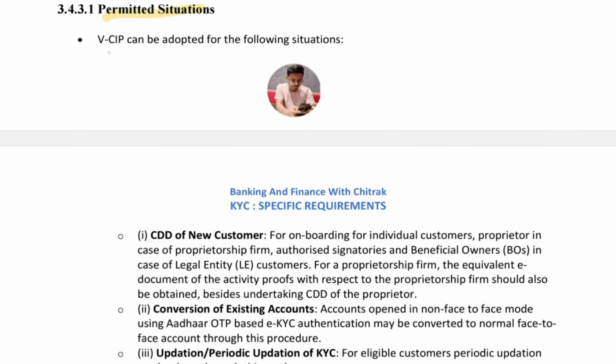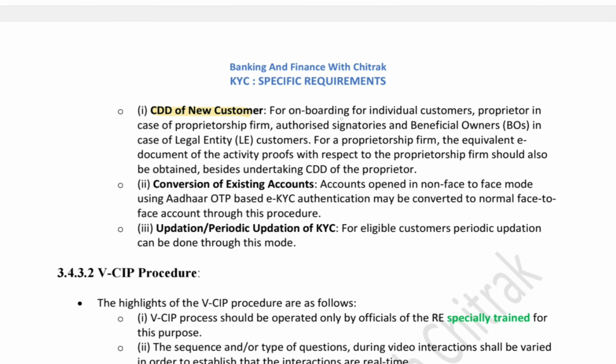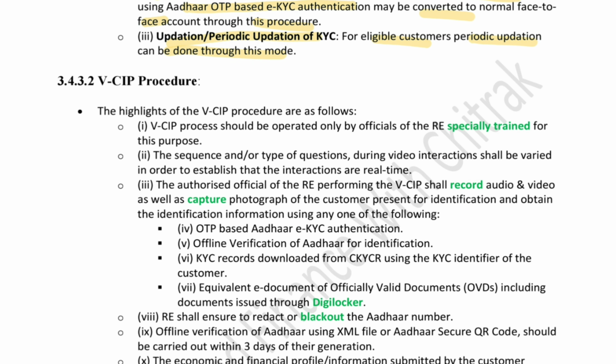Then some permitted situations. VCIP can be adopted for the following situations: for CDD of new customers, that is, for onboarding of individual customers, or proprietor in case of a proprietorship firm, or authorized signatories or beneficial owners in case of a legal entity. For a proprietorship firm, the equivalent e-document of the activity proofs with respect to the proprietorship firm should be obtained besides undertaking the CDD of the proprietor. For conversion of existing accounts, an account opened in non-face-to-face mode using Aadhaar OTP-based KYC authentication may be converted into a normal face-to-face account through this process. Updation of KYC for eligible customers: periodic updation can be done through this mode.